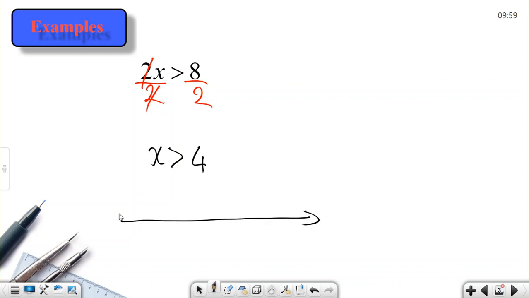So which numbers are greater than 4? Let's say 0, 1, 2, 3 and 4. This is my checkpoint. It's not included. As you see, there are no equal signs. It's greater than only. So 4 is my checkpoint. Which numbers are greater than 4? Is 3 greater than 4? No. 2 is no. 2.1 is no. 1.5 is not greater than 4. So the left side is not my solution.